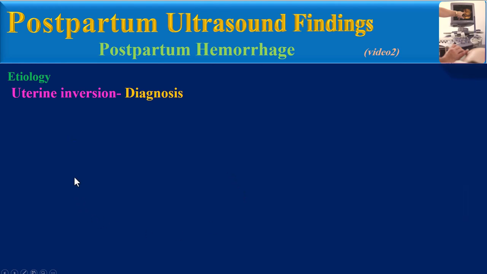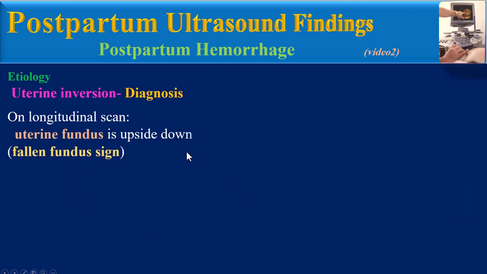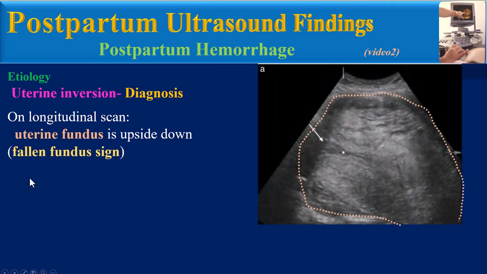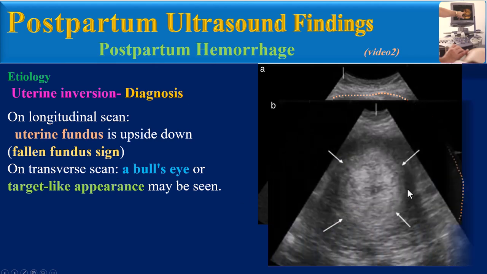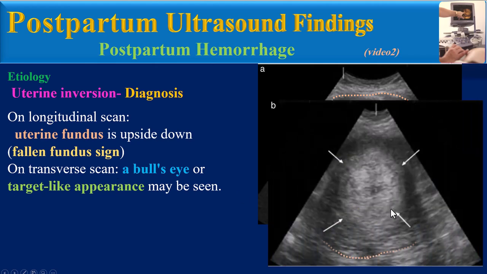Despite this, on longitudinal ultrasound scan, the uterine fundus is upside down, famous as the fallen fundus sign. This sagittal image shows the inverted fundus as a central crater-like depression. On transverse scan, a bull's eye or target-like appearance may be seen.